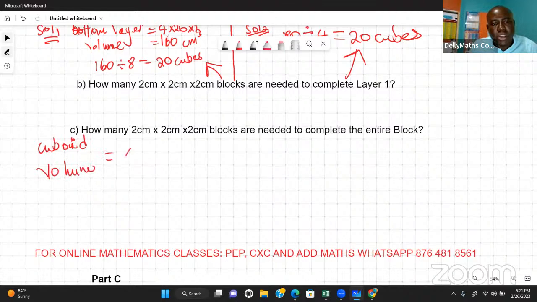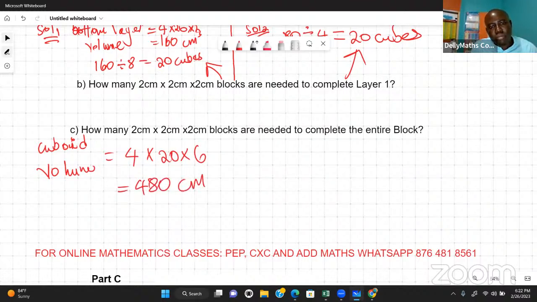The cuboid volume is going to be 4 by 20 by 6. So if I find the volume of the cuboid, I'm going to get 480 cm cube. So if I want to know how many of these would have fit, right?